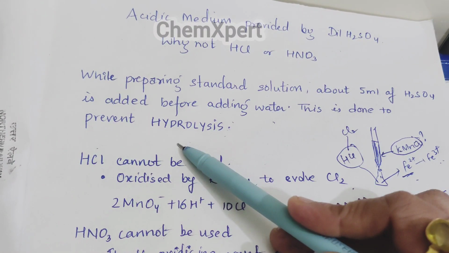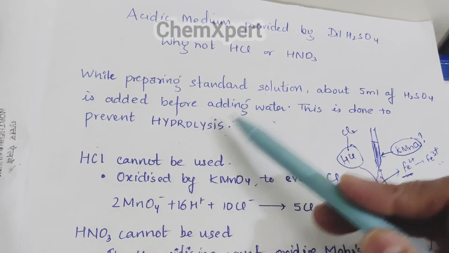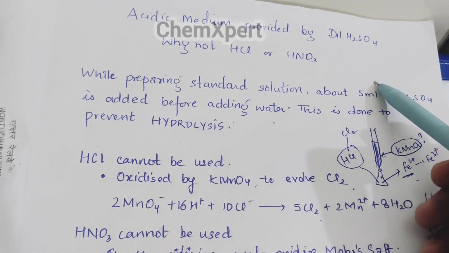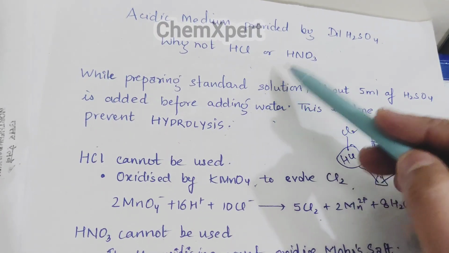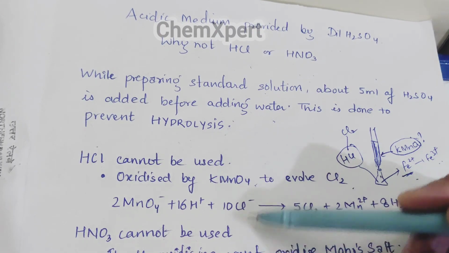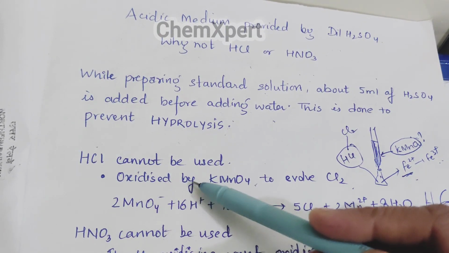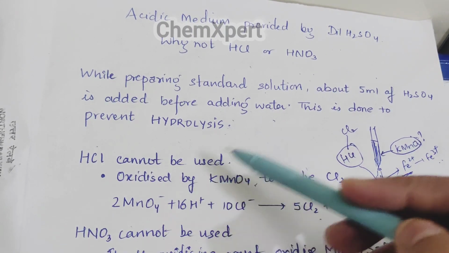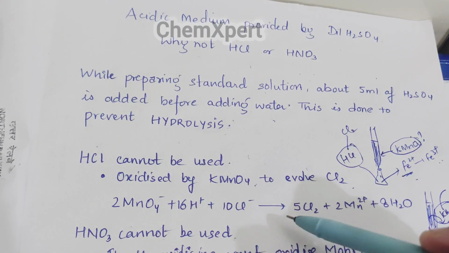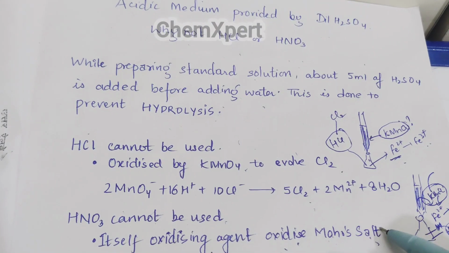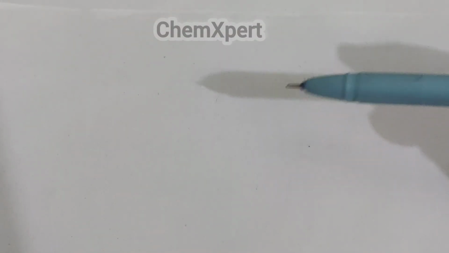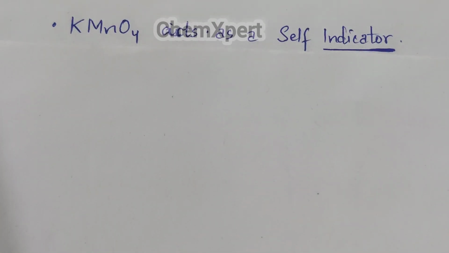It prevents hydrolysis. Now the second part, why HCl or why not HNO3 is used? Why not HCl or why not HNO3 is used in this case? So HCl is oxidized by KMnO4 and HNO3 is a strong oxidizing agent which oxidizes Mohrs salt. Now the next important question, what is the indicator in this titration? So in this titration, KMnO4 acts as a self-indicator.